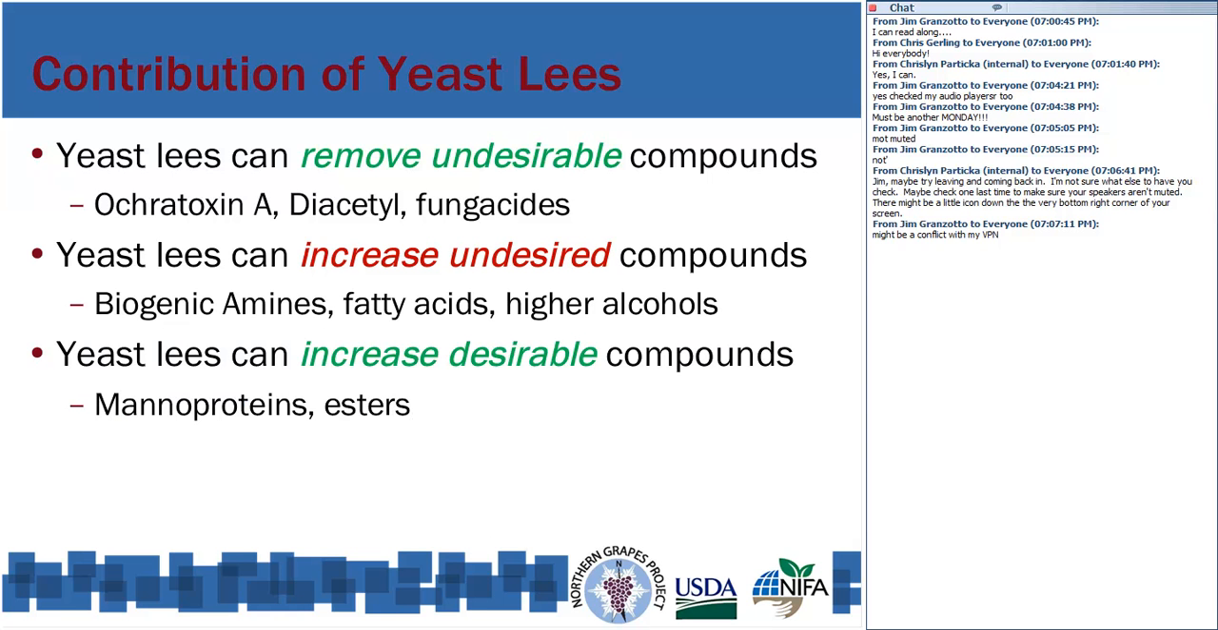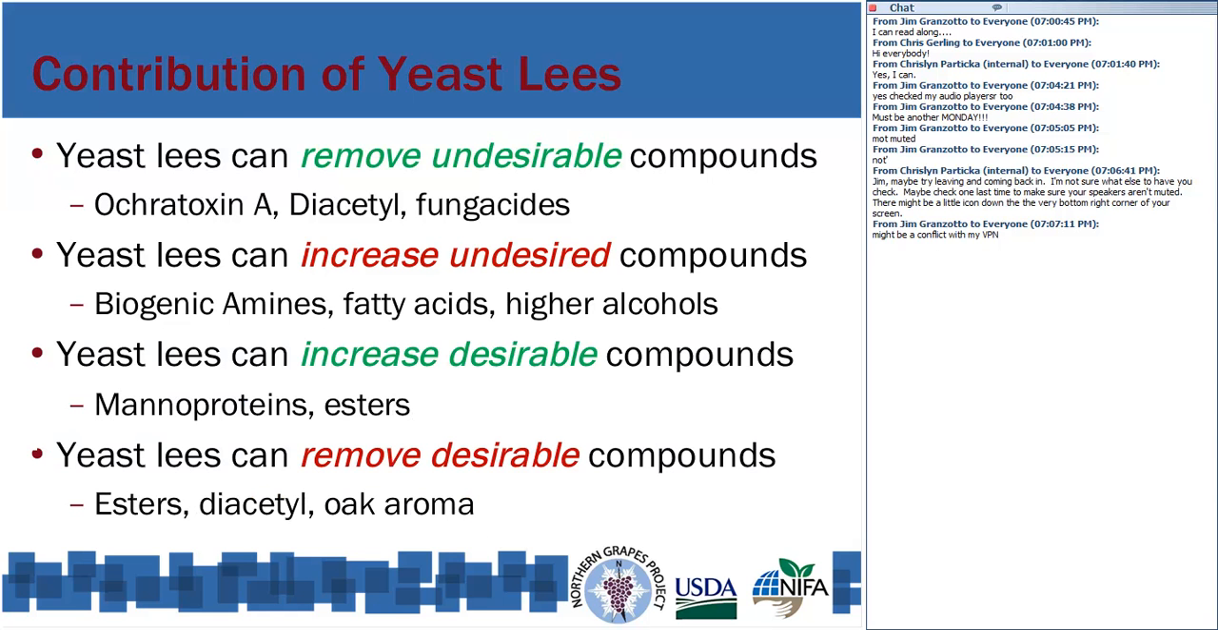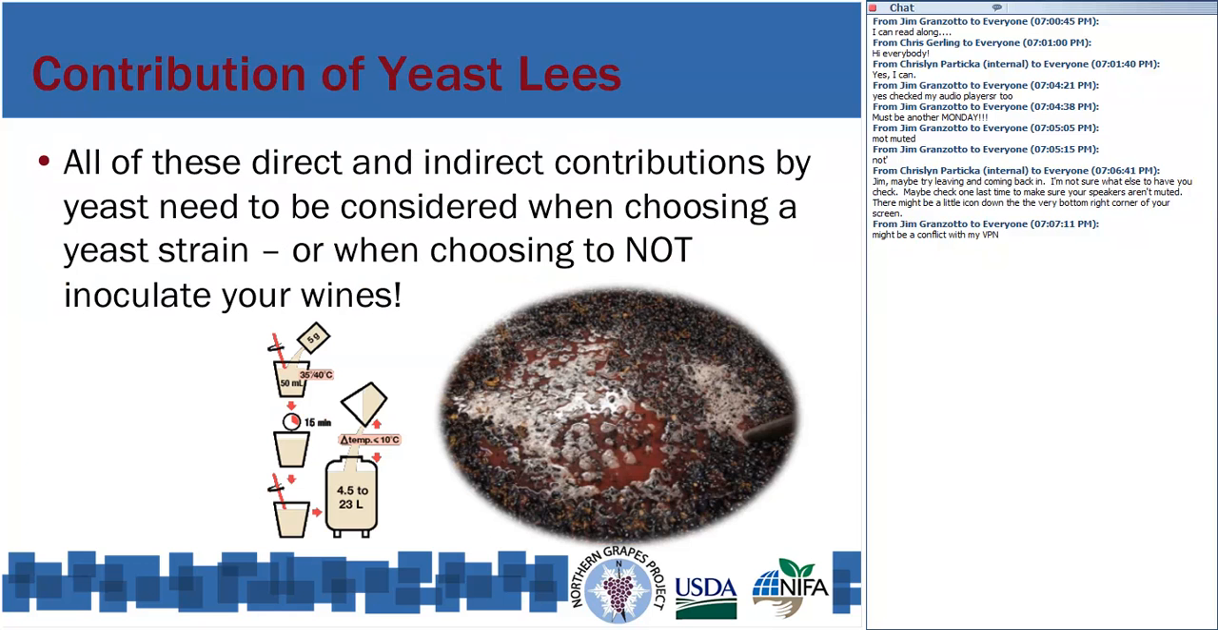There's some desirable compounds that they can increase as well. So mannoproteins are the main desirable compounds. They add some body and structure to your wine, mouthfeel. And it's also been shown that short contact with a large quantity of lees can increase your esters. However, the lees can also remove some of these esters over a long period of time. So during extended oak aging on lees, you'll remove some of the esters. You'll remove diacetyl, which some people don't like, and you can also remove some of the oak aroma, which, depending on the wine style you're shooting for, might be desirable or undesirable.